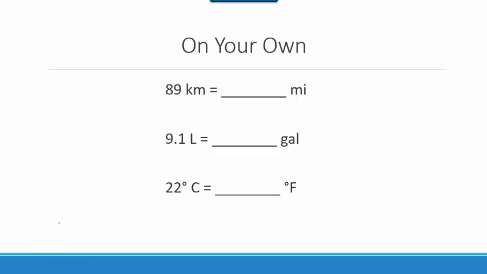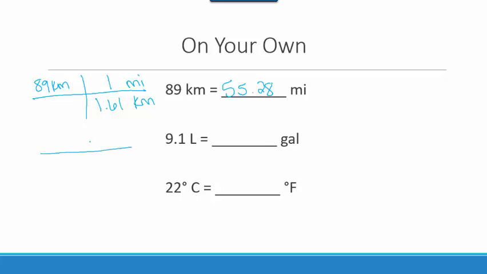So I want you to pause the video and try these on your own, and when you're ready, hit play to check your answer. So the first one's asking you to go from 89 kilometers to miles. So I'm going to draw my table here. Again, I'm going to make sure I put kilometers at the bottom, and I'm going to put miles at the top. So the conversion that we're using is 1.61 kilometers is equal to 1 mile. So notice I got one at the top and one at the bottom, so I'm going to divide 89 divided by 1.61, and I get approximately 55.28 miles.